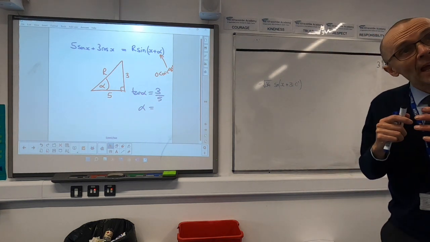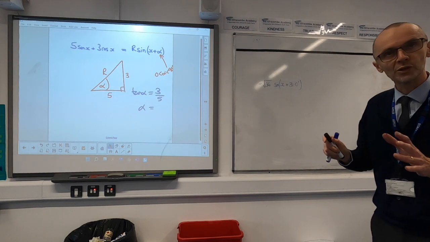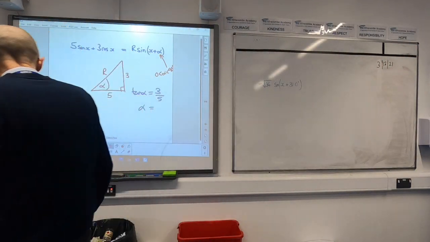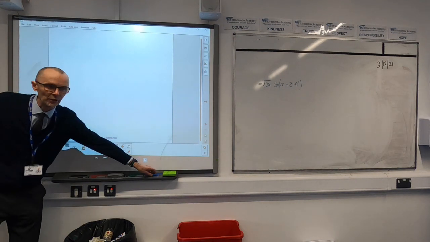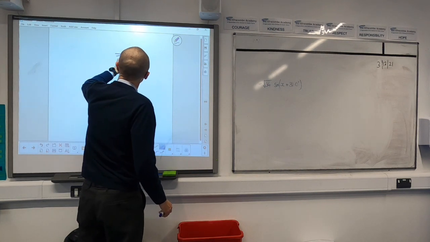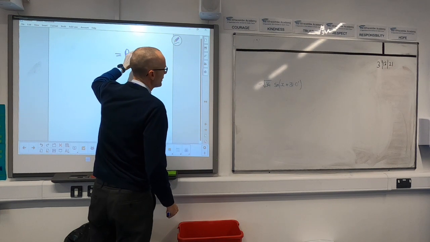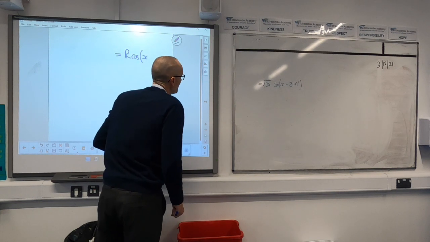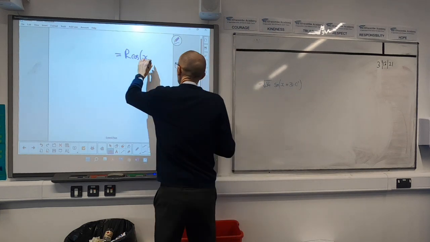Now, let's say they wanted us to write it as a cos curve. If they wanted you to do that, they will always tell you. So let's say we want to do the same thing, but this time we want to write it as cos x. This time, if it's a cos curve, it's a shift forward.